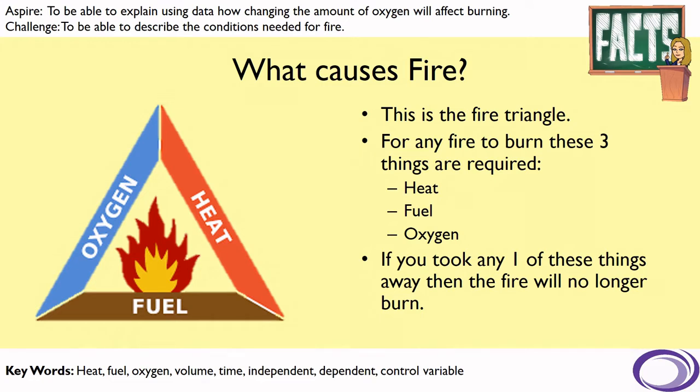Now, in our previous lesson we looked at what causes fire and we looked at the fire triangle. For fire to burn, those three components are required: heat, fuel and oxygen. And if you take away any one of those things, the fire will no longer burn.